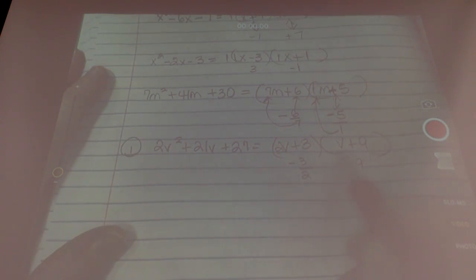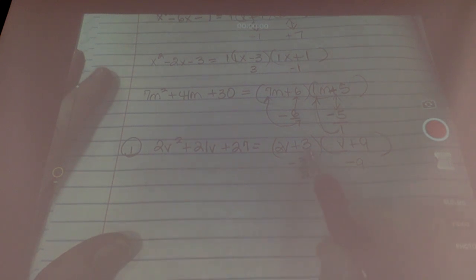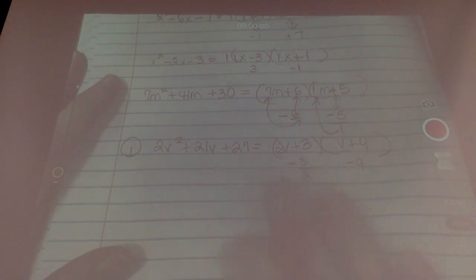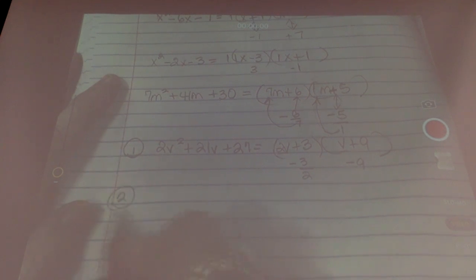The 2v times the v is the 2v squared. I really don't have to worry about O and I, because if I check the L and the F, 3 times 9 is 27. So, you've got it. That's it. GCF is 1. Let's do one more of these, and then we'll go to page 87.